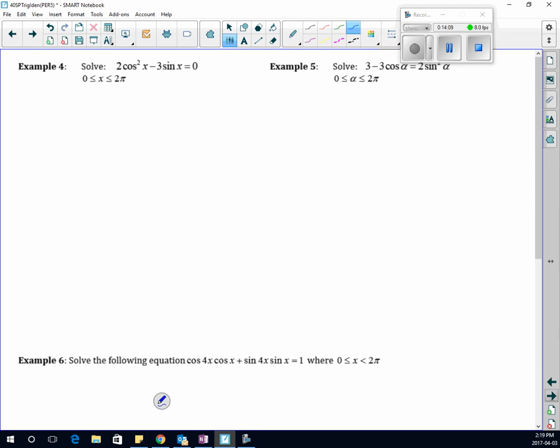2 cos squared x minus 3 sine x equals 0. So what should I do here first? Do like I did in the other one and do what? Look at my formula sheet and? Yes, I can change this cos squared x into what? 1 minus sine squared x.